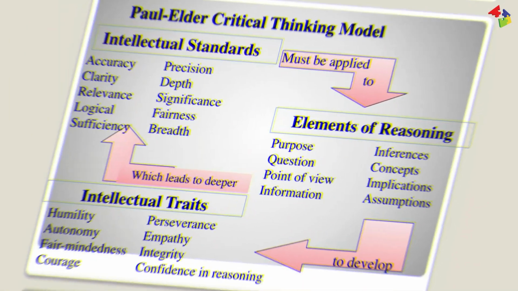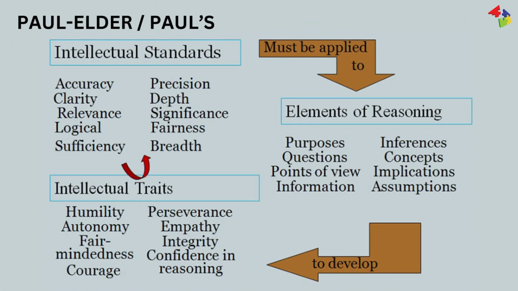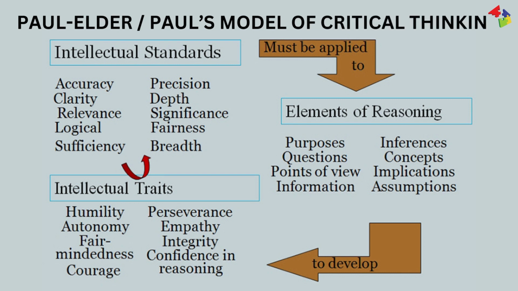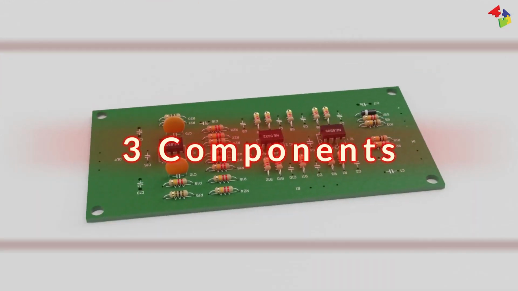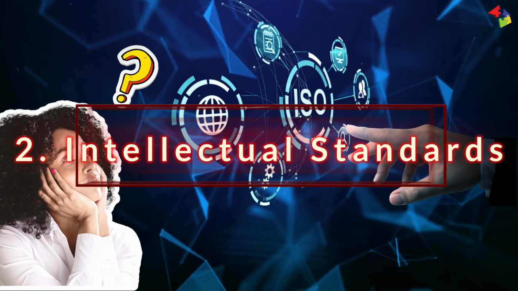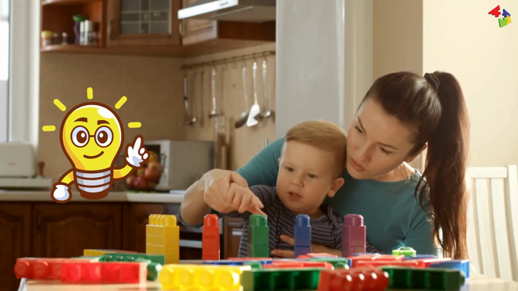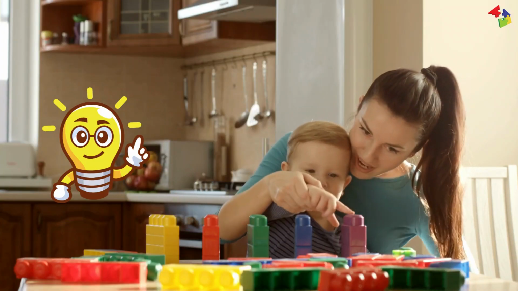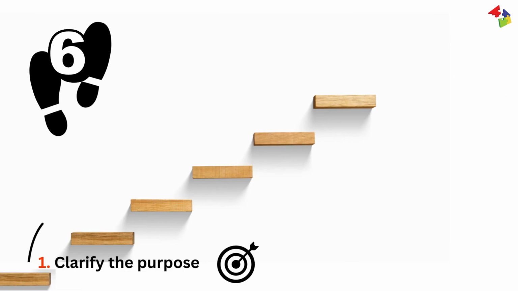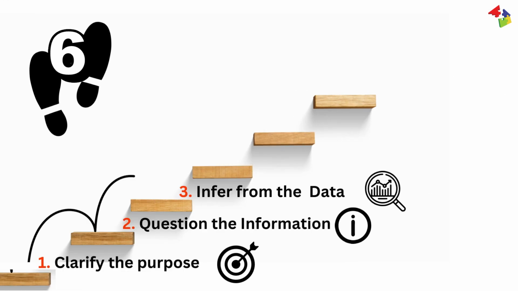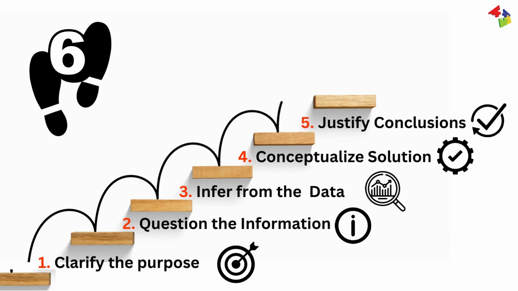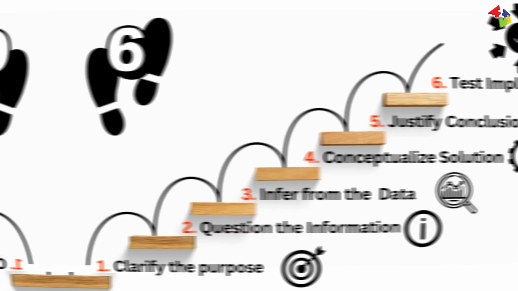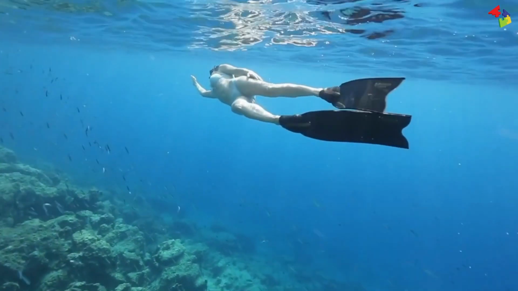of critical thinking. Today, we will discuss the Paul Elder, or Paul's model of critical thinking, a framework that consists of three components: elements of thought, intellectual standards, and intellectual traits, as well as show you how to use the 6 steps to apply this framework. Clarify the purpose, question the information, infer from the data, conceptualize a solution, justify your conclusions, and test the implications. So let's dive right in.